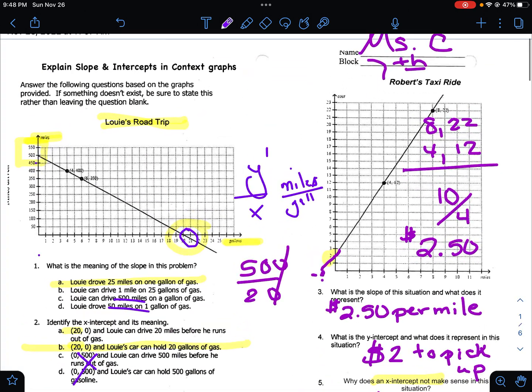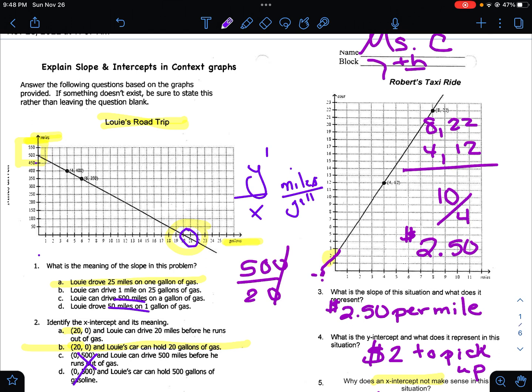All right, so let's talk about what's happening over here on the second question. This one has to do with Robert's taxi. Again, you can see I did a little bit of math here. I wrote the little ordered pairs a little bit bigger so that you could see them. So 22 minus 12 is 10, and 8 minus 4 is 4. So 10 divided by 4 is 2.50. So my slope is $2.50 per mile.